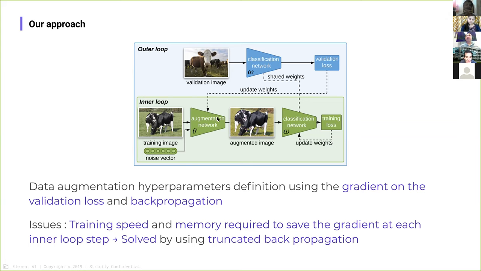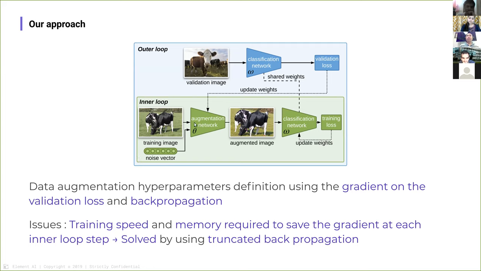Then, to get rid of the two-step approach, we use the validation loss here. Here we train again. At the end, we calculate the gradient of the validation loss to update the parameters. Here, also the difference with the grid search is that we introduce a noise vector that we draw randomly from a normal distribution. This is because we want to learn a distribution of transformations for each image and not only one transformation. So you introduce even more data augmentation.